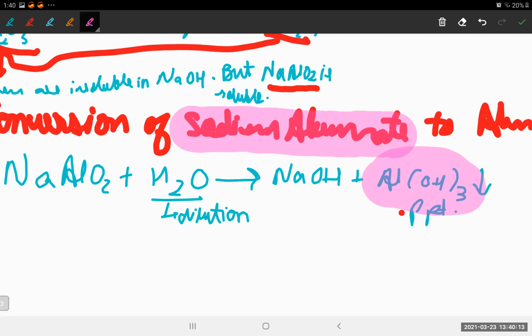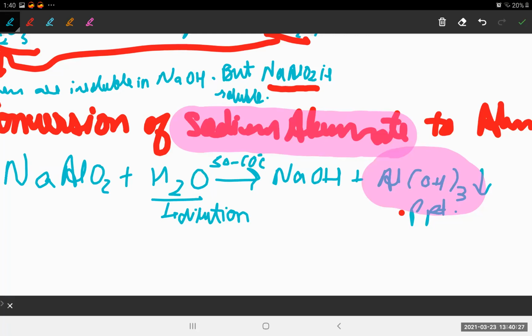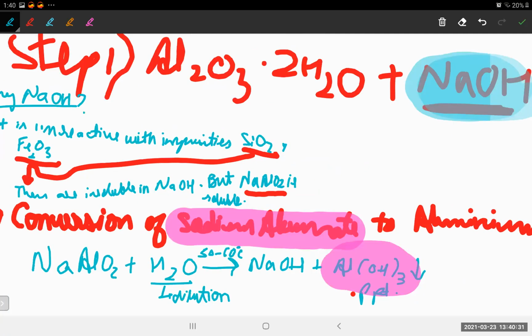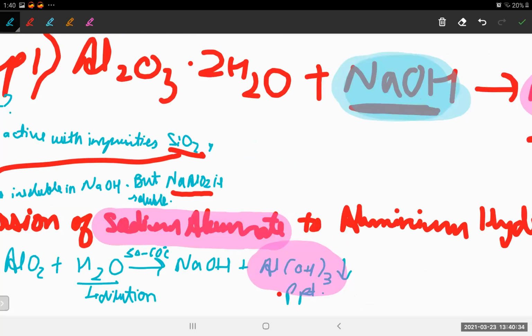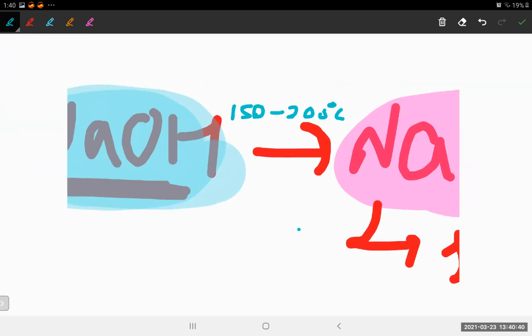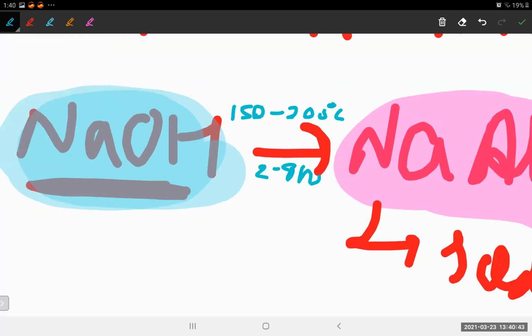So what is the temperature which is required? This is a very important question, can be framed for this. 50 to 60 degrees Celsius is the temperature which is required for this. And the temperature required in the above process, which we just wrote, how much is required? 150 to 200 degrees Celsius. Okay, so this is the temperature, and 2 to 8 hours is the time which is required.